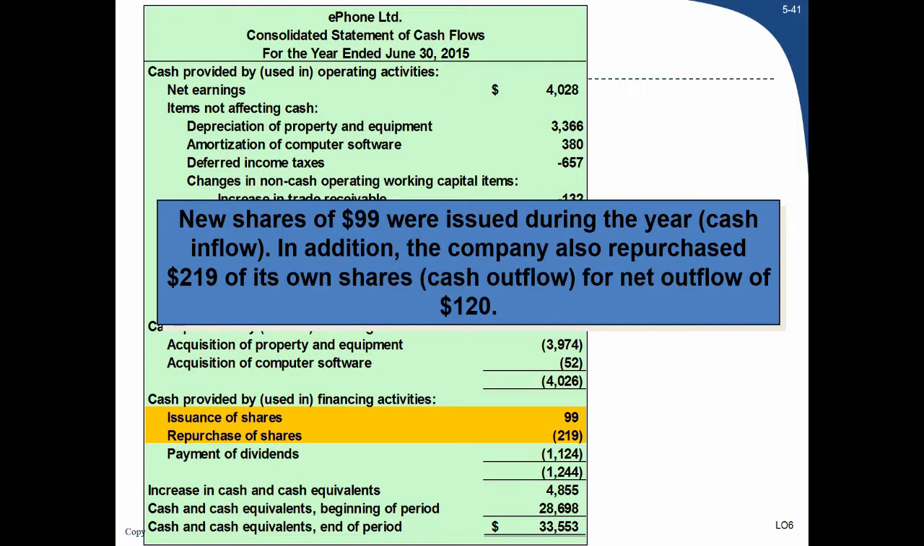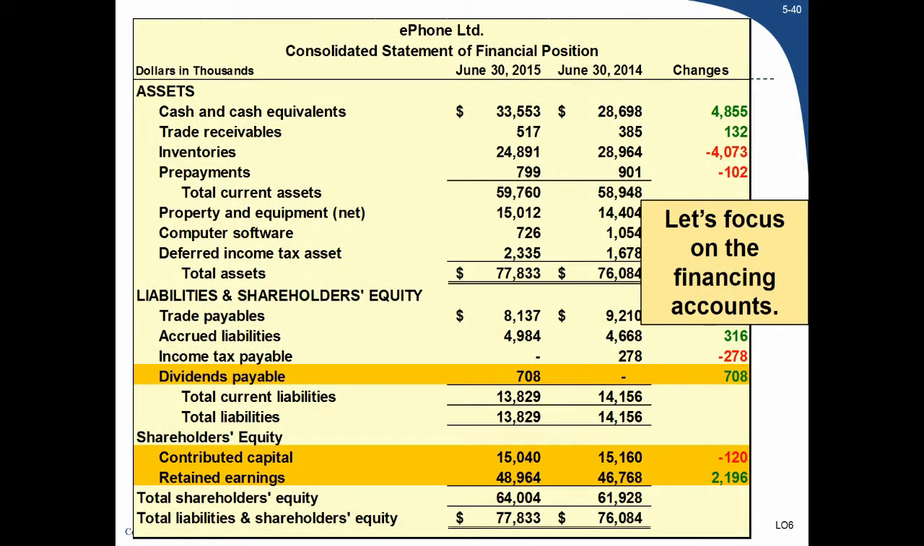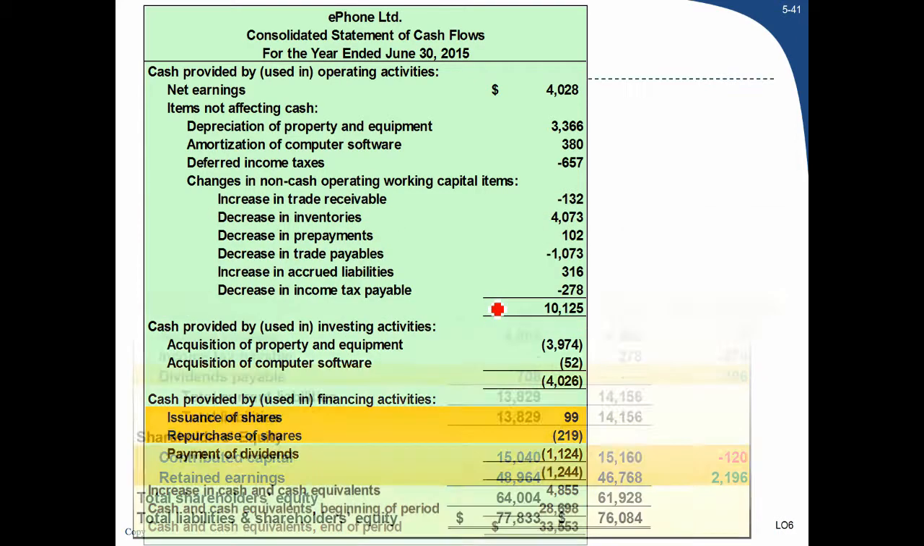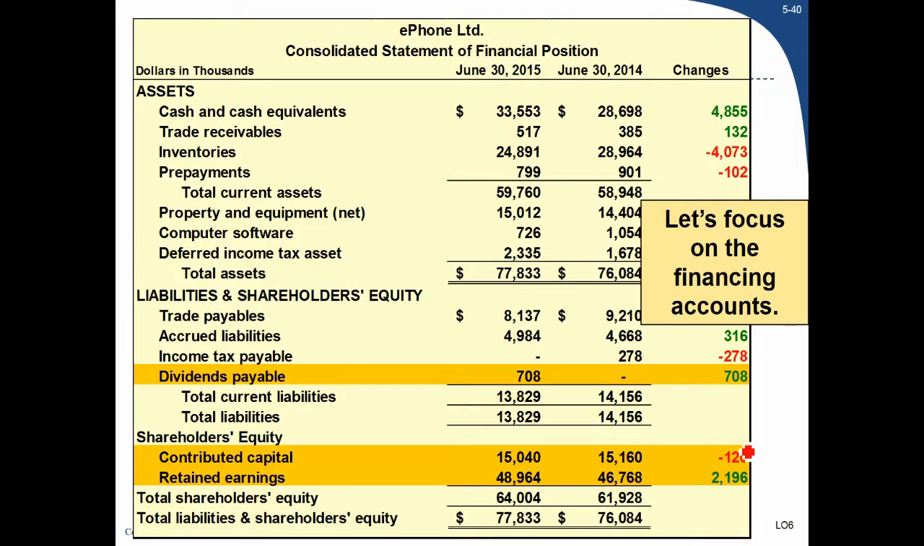So I got a good question during the break, and that was, where do we get these numbers from? These will have to be given to you, because just by looking at the balance sheet and the income statement, there's no way to know that new shares of 99 were issued and the company repurchased 219 of its own shares for a net outflow of 120. Now, the 120, you should be able to see here, contributed capital decreased by 120.